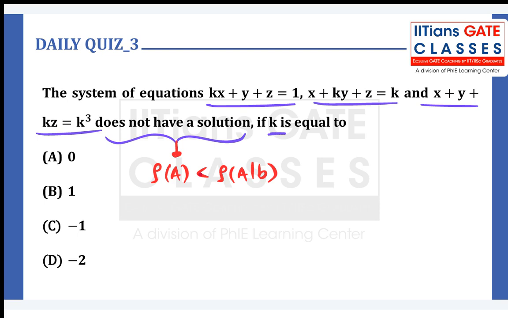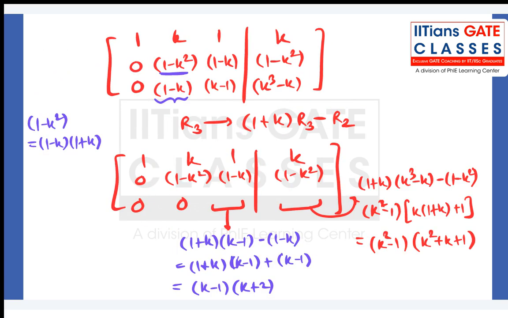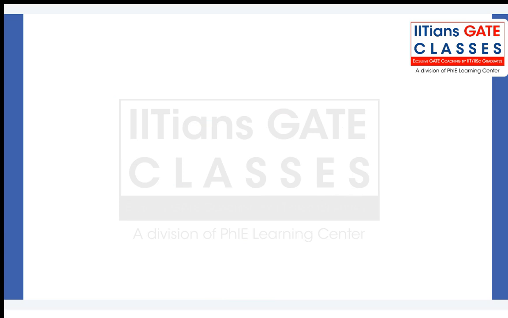Okay, so therefore what we are trying to find is the value of k for which rank of A is less than rank of the augmented matrix. Okay, so it's, and the hint is here only. See, you can see, to make rank of A less than rank of the augmented matrix, what we can do is make this expression k minus 1 into k plus 2 equal to 0. Okay, so let me write it here so that you'll understand.